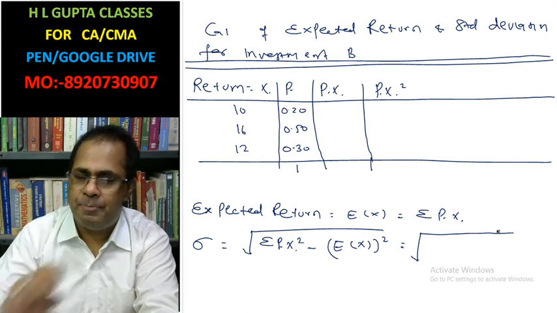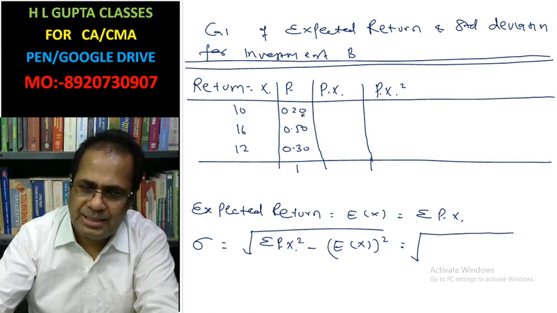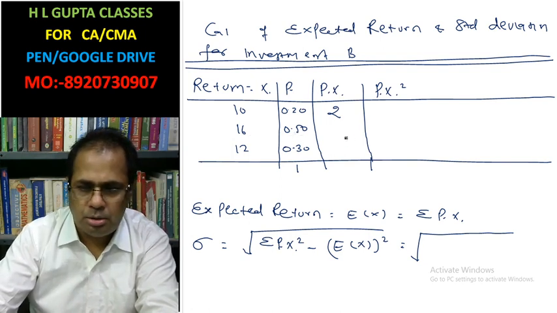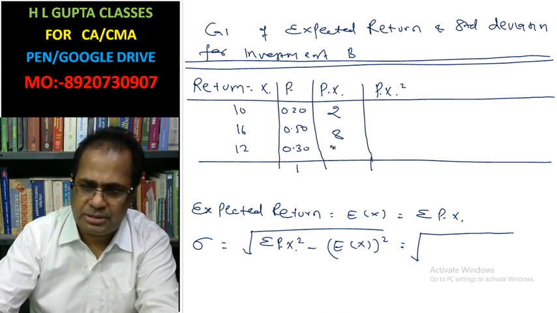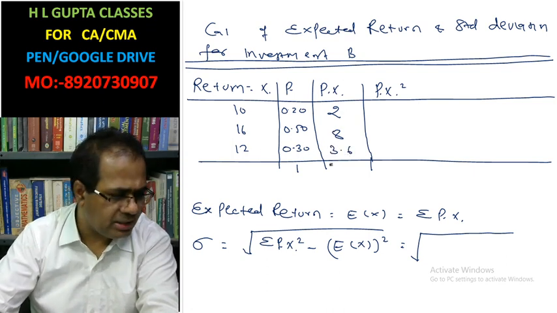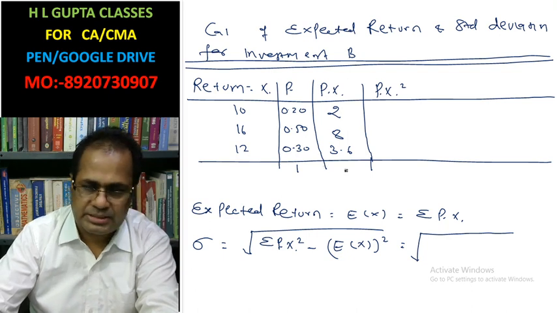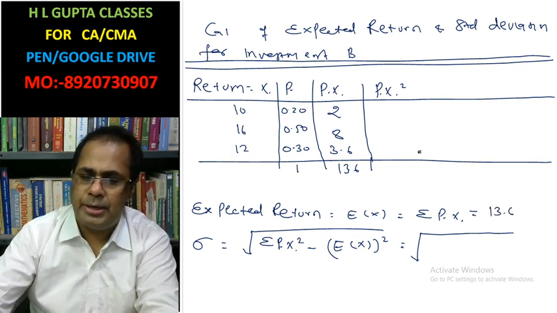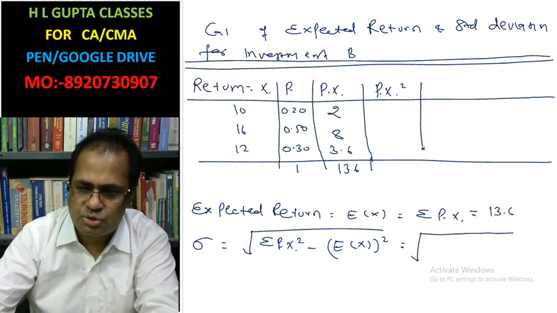Look at it. Now you have to multiply: 10 into 0.2 is 2, 16 into 0.5 is 8, 12 into 0.3 is 3.6. The answer is 13.6. This expected return is 13.6. Now we need to calculate PiXi square.